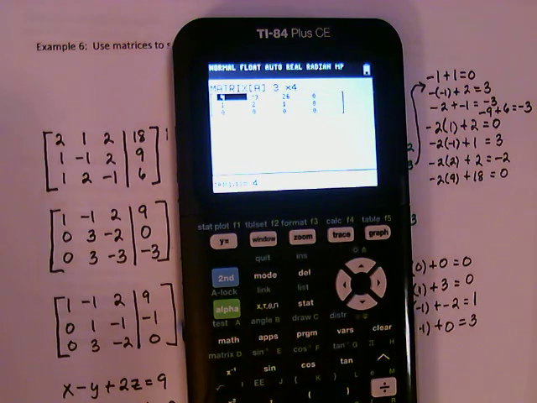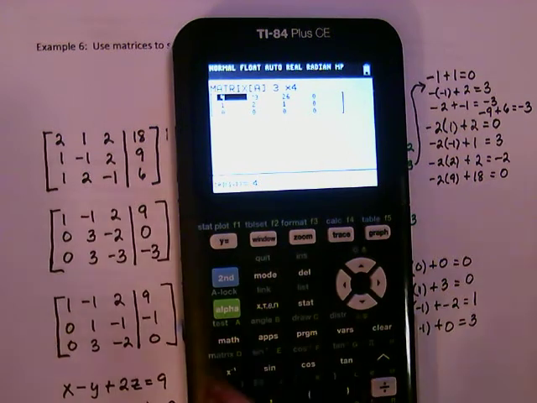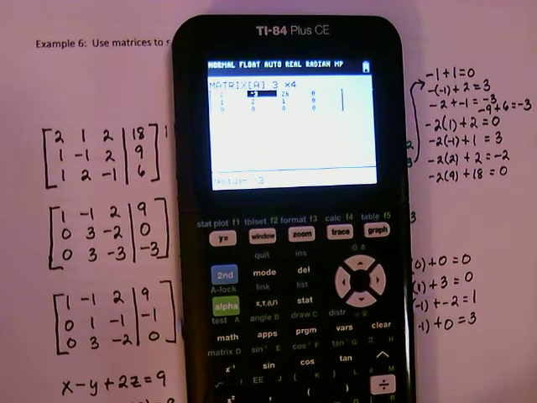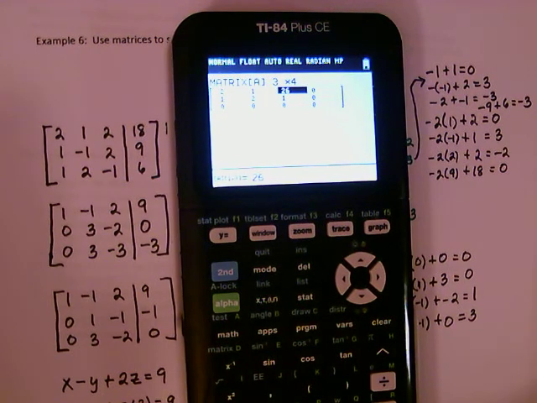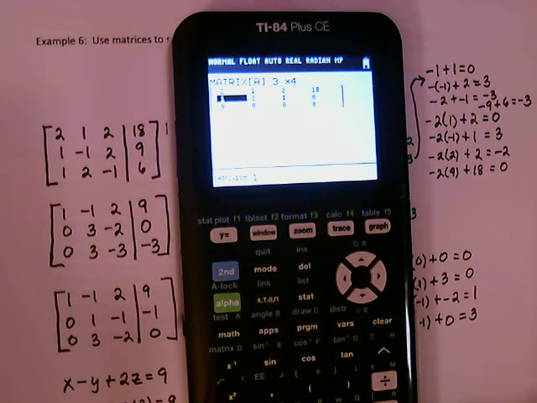Now, the next thing we'll do here is type each number row by row. That's step number 4. Pressing enter after each number. So the first row is 2, 1, 2, and 18. So I'm going to type in the number 2 and then enter. Then 1, enter. 2, enter. And 18, and then enter.